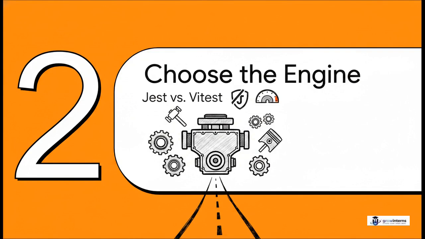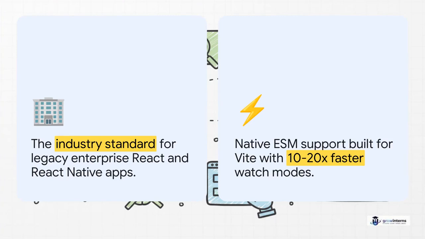Let's look at the foundational test runners we've got available today and see what belongs under your hood. Every vehicle needs a reliable engine. Right now, Jest 30 is basically your trusty, stable family sedan. It's the absolute industry standard, especially if you're working with legacy enterprise apps or React Native. But Vitest 4, that's the zippy new hybrid. It comes with native ECMAScript module support, it's built exclusively for Vite, and it can give you 10 to 20 times faster feedback loops on modern codebases.